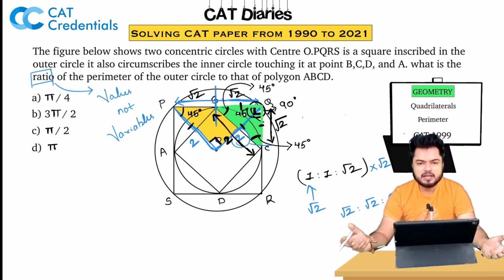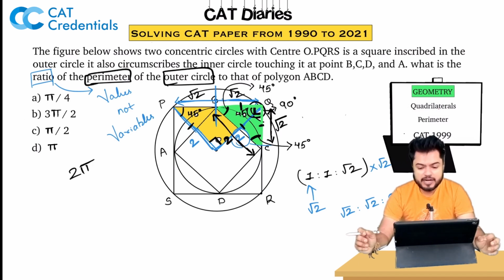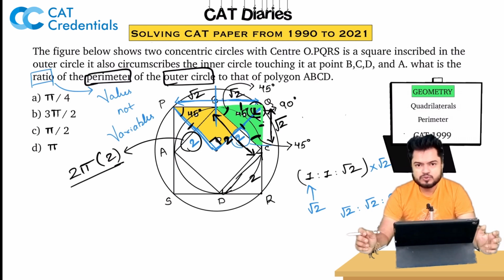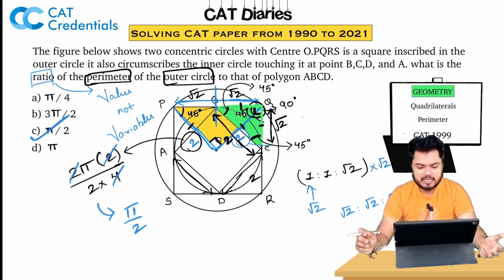Now, what is being asked? Perimeter of the outer circle. Do you know the radius? We do know the radius, right? So the radius is equal to 2. So the perimeter is 2 pi r, that is 2 pi times the radius of the outer circle, which I had taken as 2. Then, to that of the polygon. One side of the polygon ABCD, as I found out, is 2. The sum of all the 4 sides will be 2 into 4, that is 8. Now if I cancel this, I will be left with the answer pi by 2, and that is your answer. Option C becomes your answer in this case.